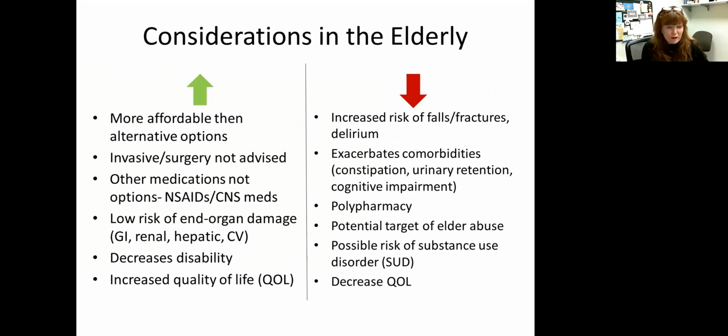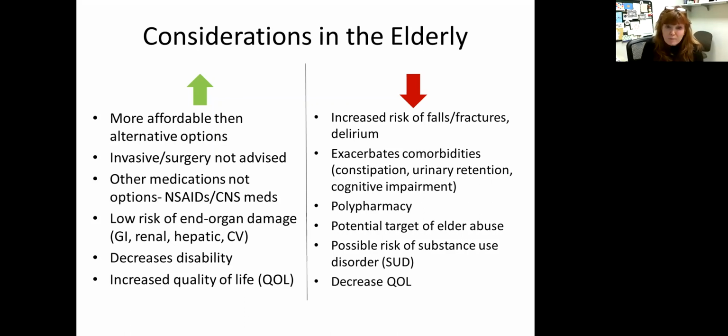So opioids aren't all bad. In fact, there are some advantages to using them, and so I always like to stress that. If we're looking at opioids in comparison to other alternative options, sometimes they're actually, especially for those patients that have fixed income, a very affordable option. A lot of topicals, which we like to use, can be expensive and out of patients' price range. Some of the ER formulations are often very expensive.